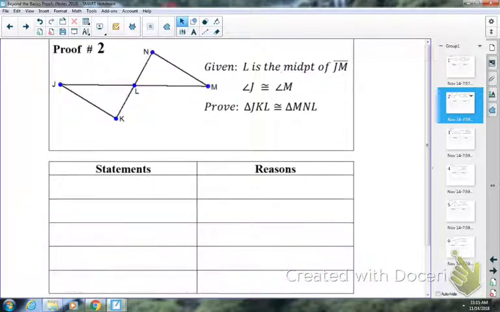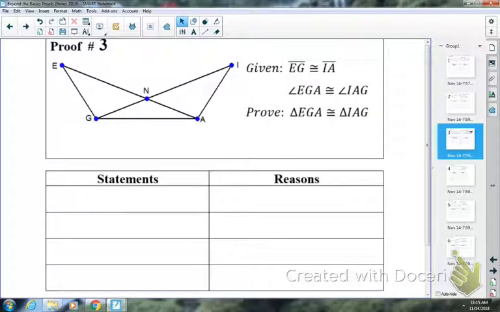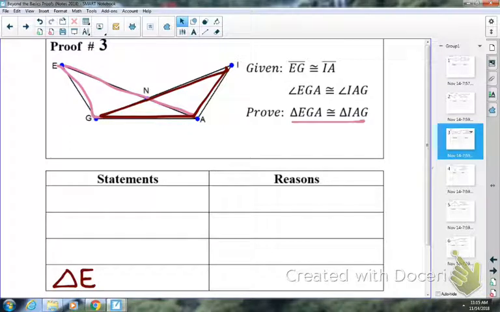Okay, continuing on here, number 3. Now this one is not using some of those new reasons, but the reason I threw this one in is because it has overlapping triangles. Notice what I'm trying to prove here. Triangle EGA, I want to prove is congruent to triangle IAG. They're overlapping triangles. So again, for some of you, I know you struggled with the overlapping triangles before.